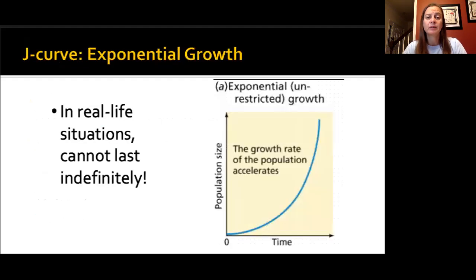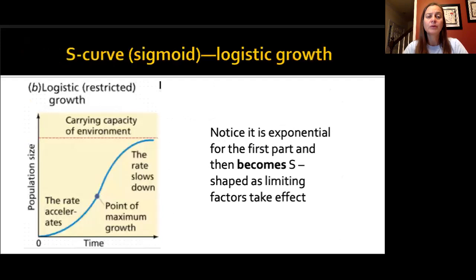So we know that this exponential growth cannot last indefinitely. We only see this type of growth rate when there's a new environment or when a bunch of resources are suddenly added to an environment. Most of the time, what we see is an S-shaped curve or a logistic growth curve. Initially you see this exponential increase, and then as we start to get closer to carrying capacity, the rate is going to slow down. So exponential at the beginning, and then it becomes S-shaped.